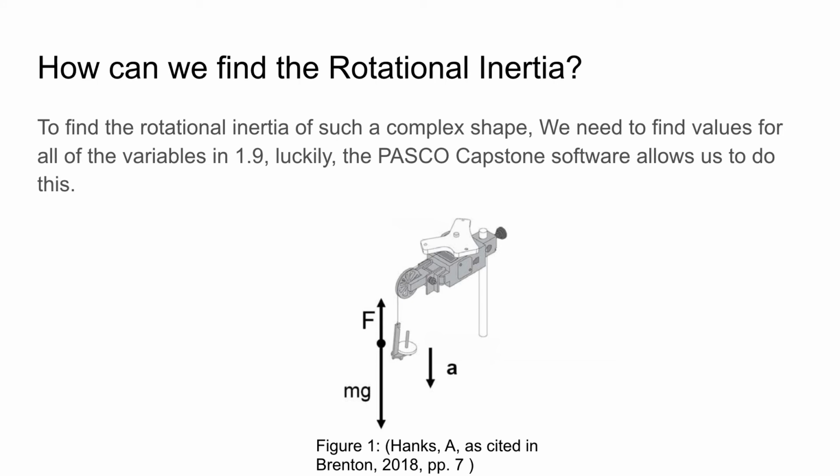To find the rotational inertia of such a complex shape, we need to find values for all of the variables in Formula 1.9, and we can get that from the Pasco Capstone software, which allowed us to obtain a value of 146.79 micro-kilogram meters squared.